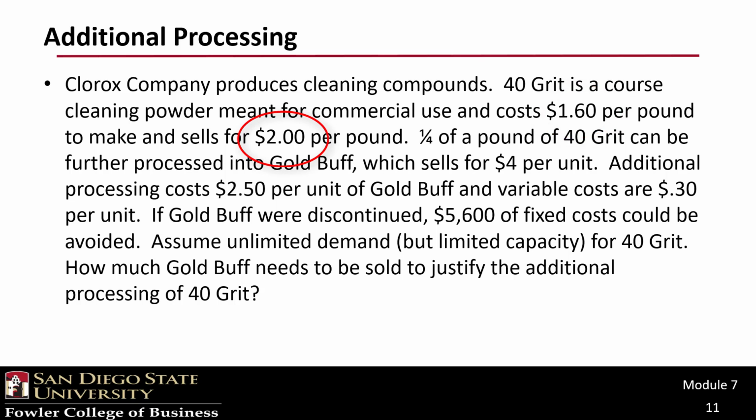You can take 1/4 of a pound of 40 grit and further process that into Gold Buff, which is going to sell for $4 per unit. So the additional processing costs are $2.50 per unit of Gold Buff, and the variable costs are 30 cents per unit. So if Gold Buff were discontinued, $5,600 of fixed costs could be avoided. So if we assume unlimited demand but limited capacity for 40 grit, how much Gold Buff needs to be sold to justify the additional processing of 40 grit?